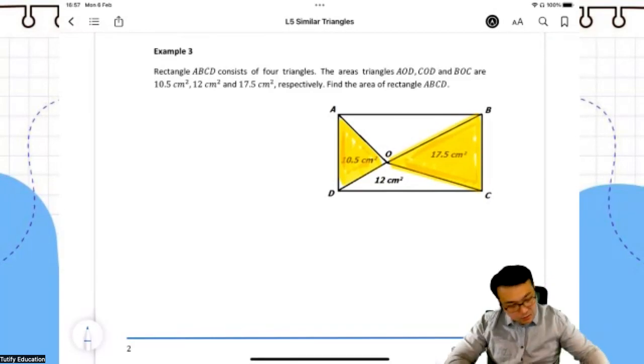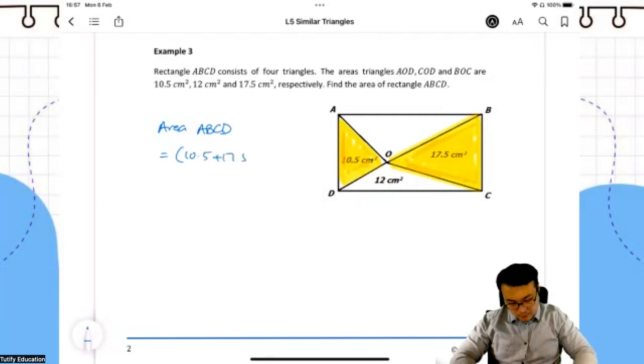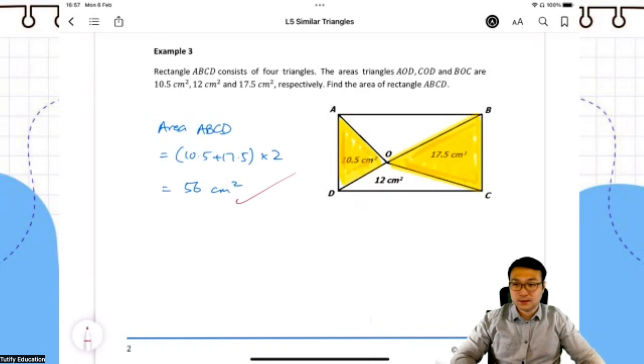Wayne, can you tell me what is the area of the rectangle ABCD? No, ABCD. 10.5 plus 17.5 times 2. And what do you get? 28 times 2. What do you get? 56. Well done. Is there any questions about this? No. Okay, well done, Gwen.